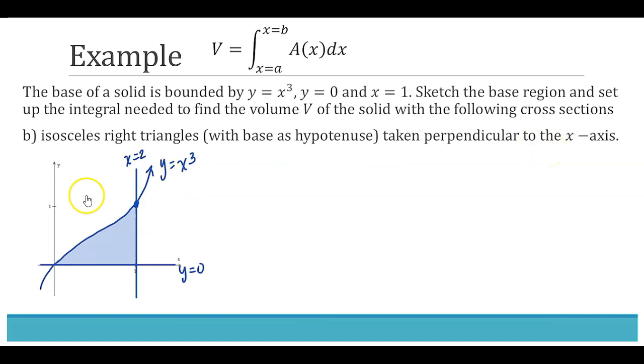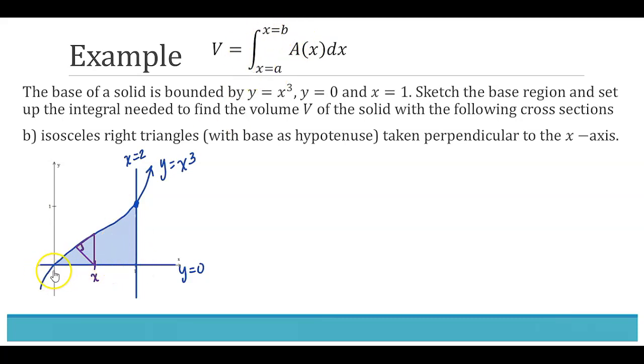So I'm going to go ahead and construct one of these isosceles right triangles. Here I'm going to pick some generic x value and construct my base that is perpendicular to the x-axis. So this is going to be an isosceles right triangle. This is a right angle right here, and we're told that the hypotenuse lies along the base of the region. Alright, so we'll go ahead and start to apply our volume formula here.